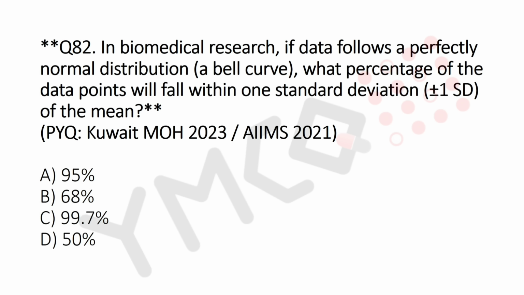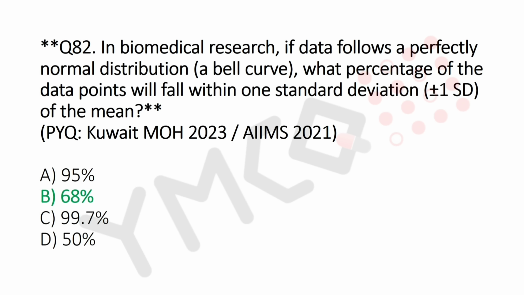In biomedical research, if data follows a perfectly normal distribution, what percentage of the data points will fall within one standard deviation of the mean? Option A, 95%. Option B, 68%. Option C, 99.7%. Option D, 50%. And the answer is option B, 68%.